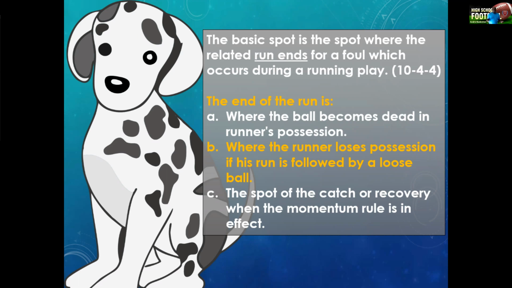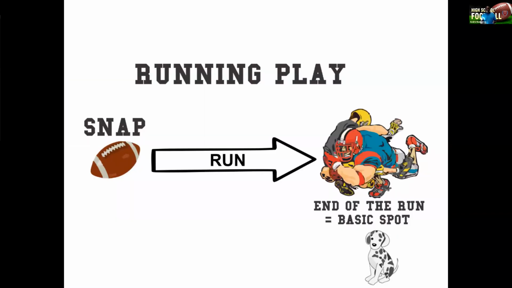So, a basic running play. The ball is snapped, he runs, he gets tackled, the end of the run, that's the basic spot. All right? I could have put some more diagrams on here, like a run, a fumble, picks it back up, that creates a new basic spot. Runs, fumbles, picks it up, that creates a new basic spot. Right? That can continue on, but it only matters if there's a foul. If there's no foul, it doesn't matter. If there's a foul, we need to figure out when the foul happened, so we determine which basic spot. It's not going to be the first basic spot, the first fumble, because it might be the second fumble basic spot. Right? Confusing. I know.